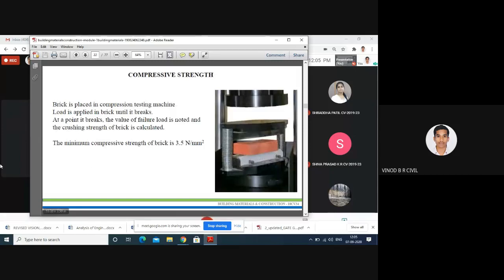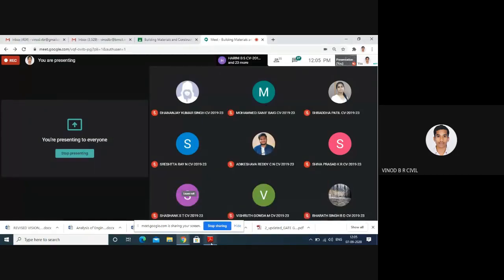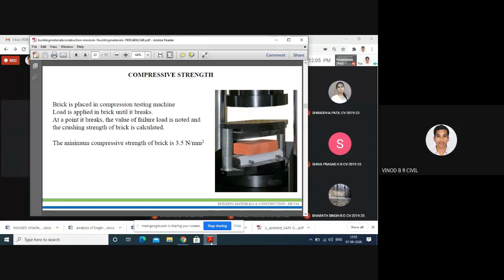And the next one is the compressive strength test, which means how much weight it can take, what load it can take. For example, if you use these kinds of material in a multi-storey structure, it is a load-bearing structure. There are two types of structures: load-bearing structures and framed structures. Framed structure means what they usually construct in apartments.